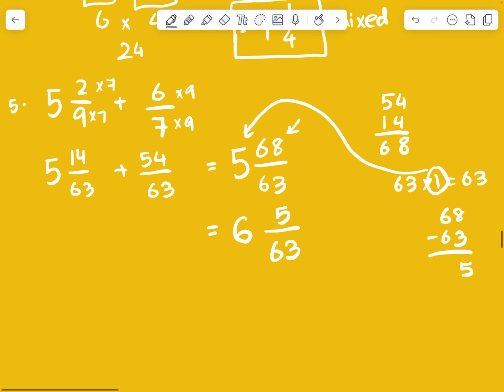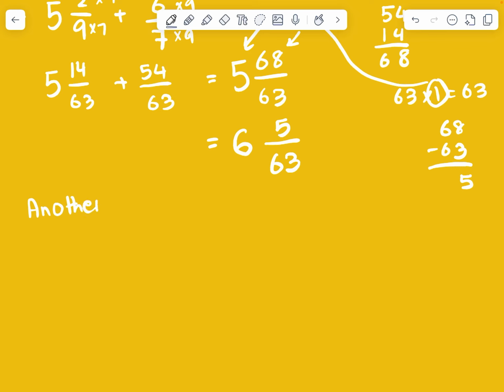Another way to do the same question would be whichever one you find easier, but here's another way that I would like to show you guys. Plus 6 over 7. 5 times 9 is 45. 45 plus 2 is 47 over 9. Plus 6 over 7. Again, do the same denominators.